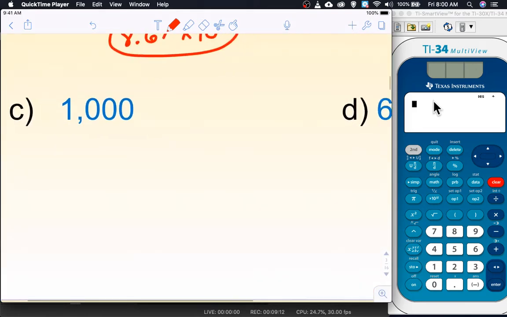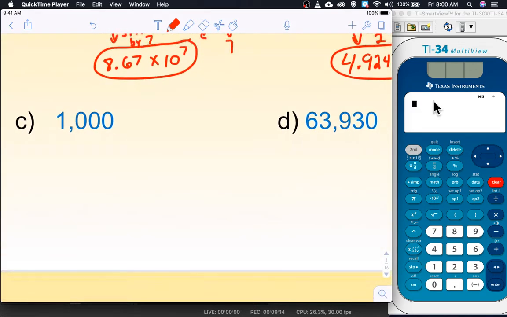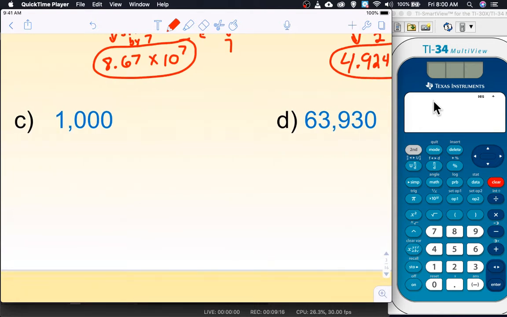All right, I'm going to have you try these next 2. There they are. I've got them on the screen for you. So go ahead and pause the video, change both of these numbers to scientific notation, and when you're ready to continue, hit play, and we'll do it together.